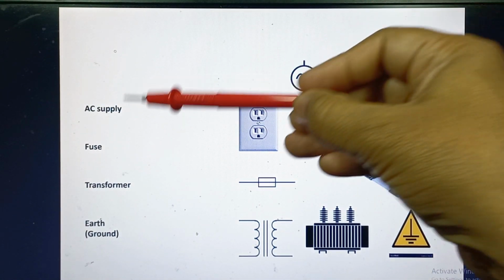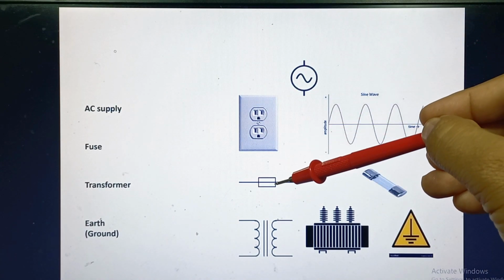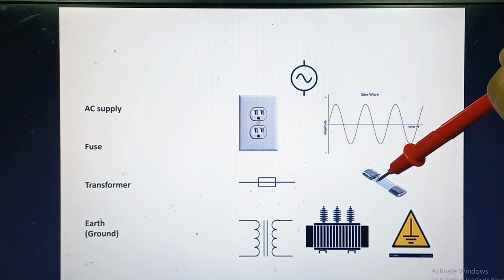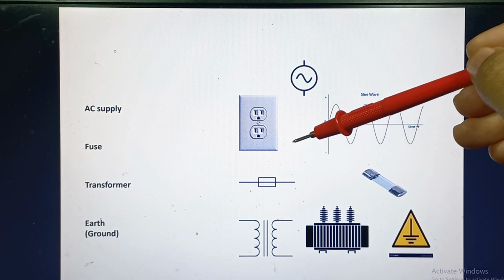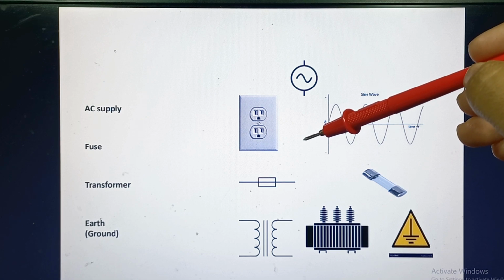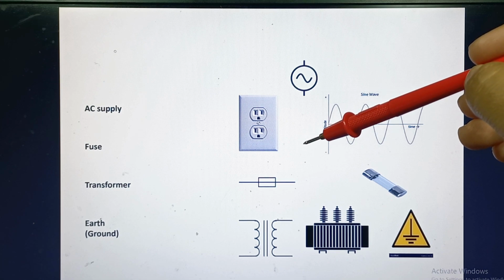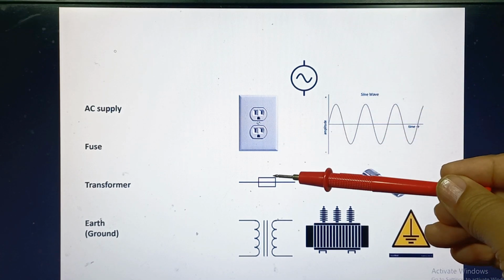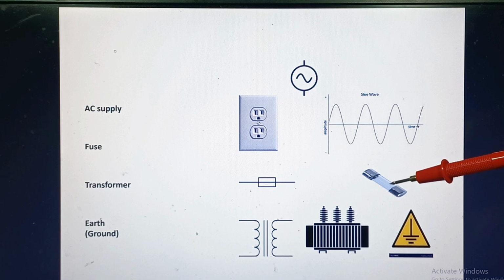Now we come across another component which is the fuse. This is a symbolic representation of a fuse, and this is the physical appearance of a fuse. The fuse breaks the circuit if a fault in an appliance causes too much current to flow. This protects the wiring and the appliances if something goes wrong.